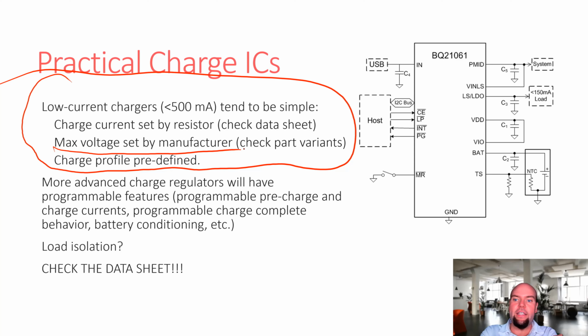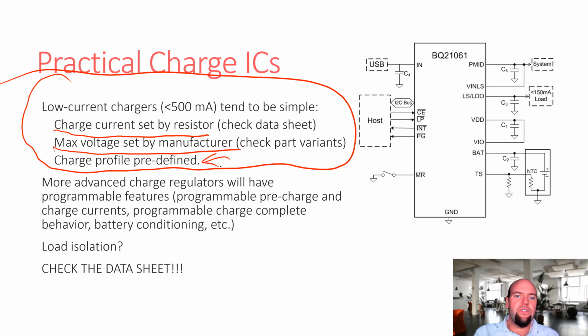And again, I'm not an expert on why you would do one or the other. I'm just saying people do it, and you can buy different versions. But for the cheap ones, that max voltage is usually set at the factory. Charge current is usually the only thing you get to control, and you can control it with a resistor value. And the charge profile, which we talked about earlier, is also normally just predefined.